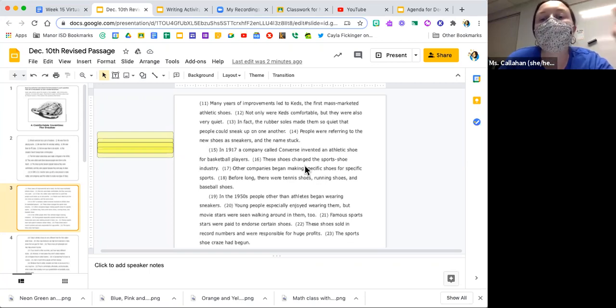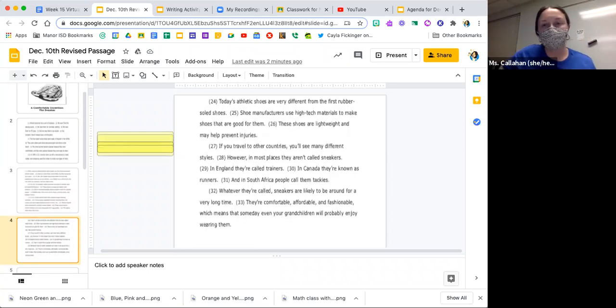In the 1950s, people other than athletes began wearing sneakers. Young people especially enjoyed wearing them, but movie stars were seen walking around in them too. Famous sports stars were paid to endorse certain shoes. These shoes sold in record numbers and were responsible for huge profits. The sports shoe craze had begun.